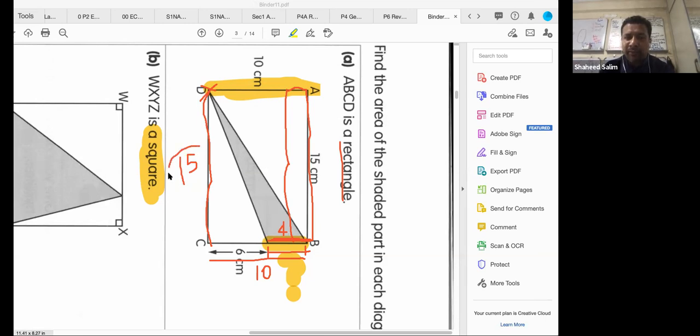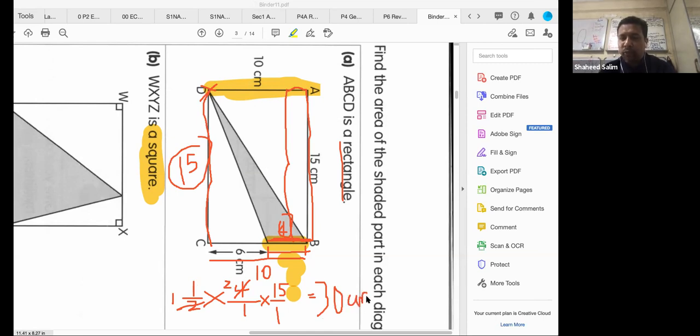So once you know the height is 15, the base is 4, you just put in the formula. Half times base is 4 times 15. Okay. And then what to do? Cancel lah. Divide by 2, you get 1. Divide by 2, you get 2. 2 times 15 is 30 square cm. Guys, this one, you all must be expert at this really. You have to practice until you are very good at this. 30 square cm. Okay. All right.